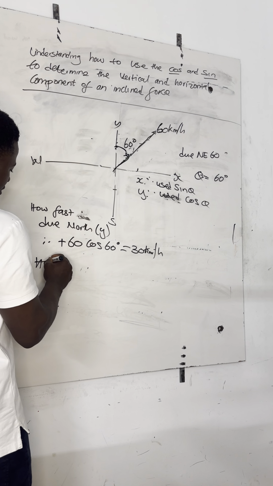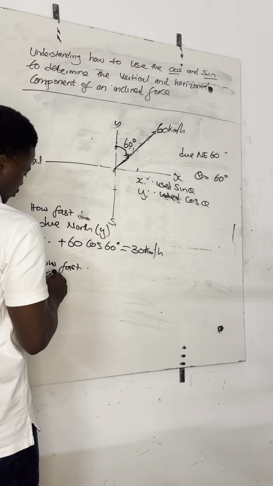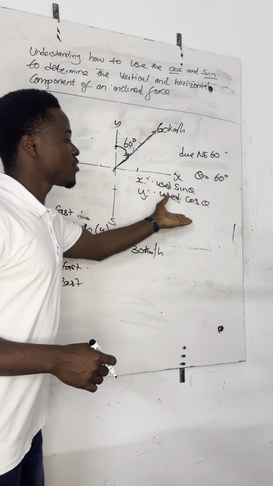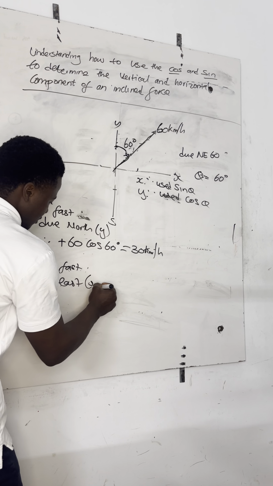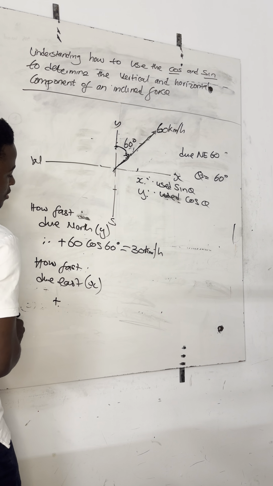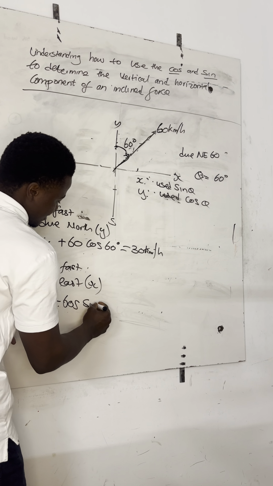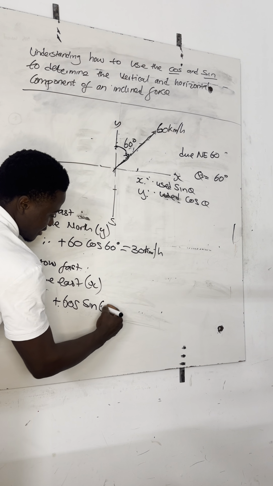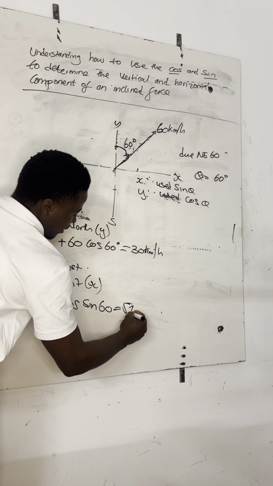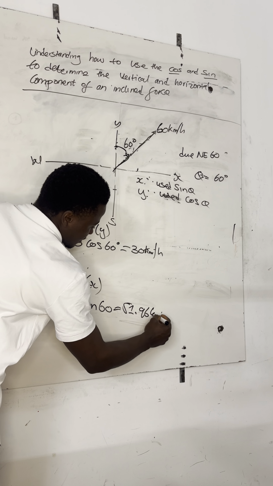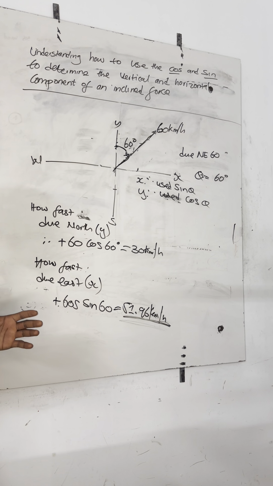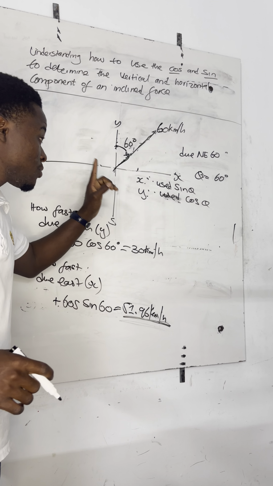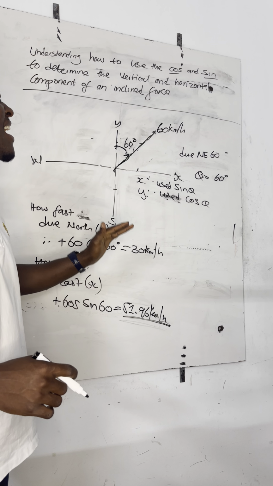Now, how fast due east? We are simply going to use what we have written down. It's going to be plus 60 sine 60. You get the point? Sine 60 is equal to 51.96 kilometers per hour. So that is how you use your inclined plane, how to use the sine and the cos in any case.